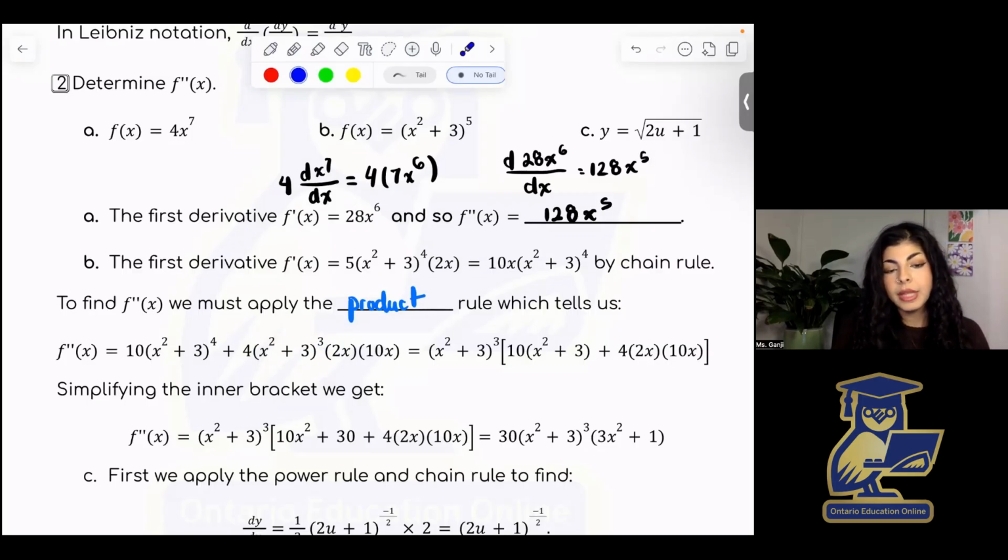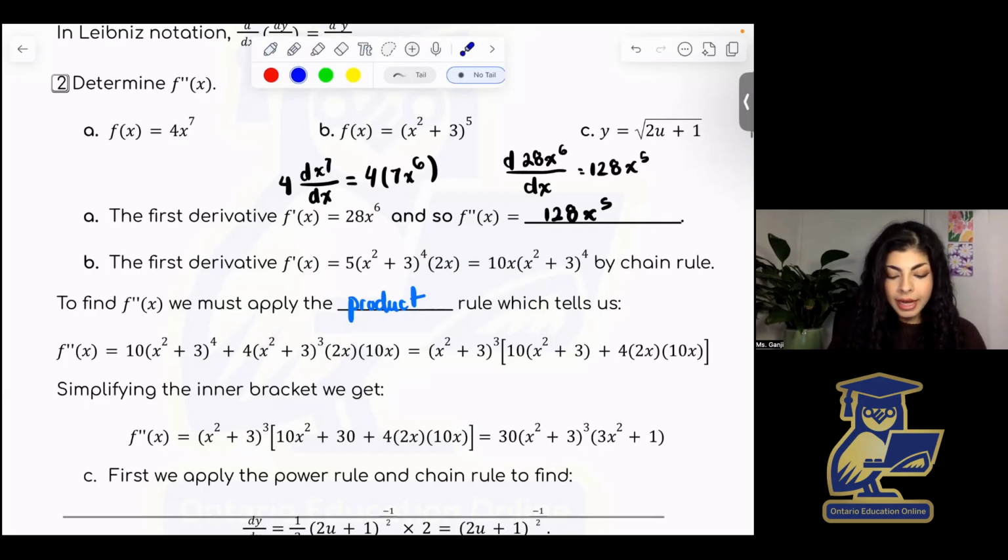Don't forget here that we still have a chain rule within that. So we have that 2x again because now we're finding the derivative again. So it's still like we treat it as a new function and we applied the chain rule. And then my 10x, which is my first function.